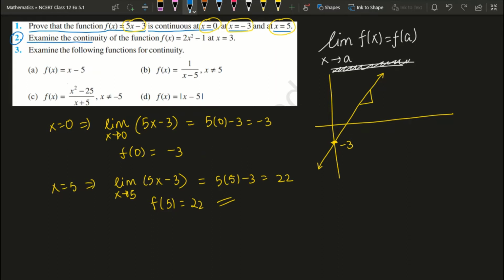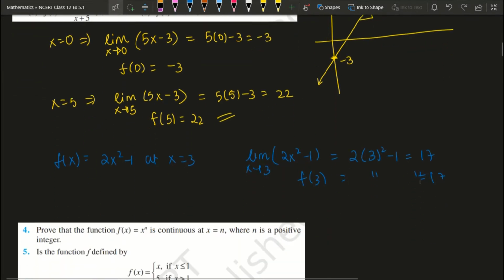Examine the continuity of the function f of x equals 2x squared minus 1 at x equals 3. You can do the same thing here as well. The limit as x tends to 3 of 2x squared minus 1: if you put in x equals 3 here, you would get 2 times 3 squared minus 1, which is 18 minus 1, that's 17. And f of 3 is again the same thing, equal to 17. So the function f of x equals 2x squared minus 1 is continuous at x equals 3.